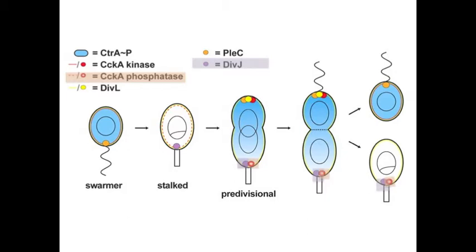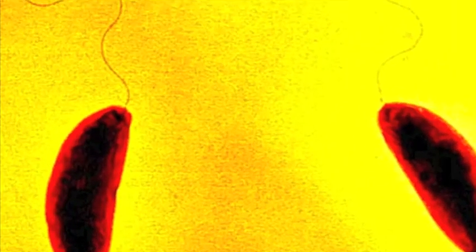However, in the absence of DivJ, the two proteins PleC and DivL work together in allowing CckA to transfer a phosphate group to CtrA. When CtrA is phosphorylated, it binds to the origin of replication, stopping initiation. The complete mechanism of CckA regulation is unknown, and there is ongoing research to uncover more information.